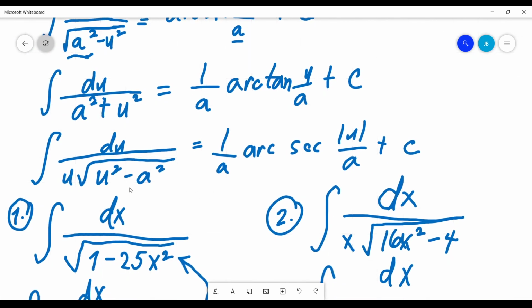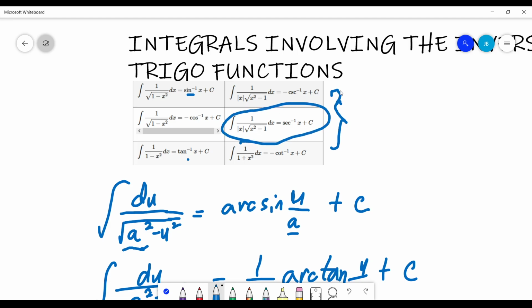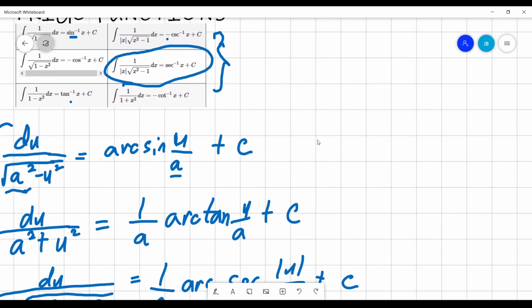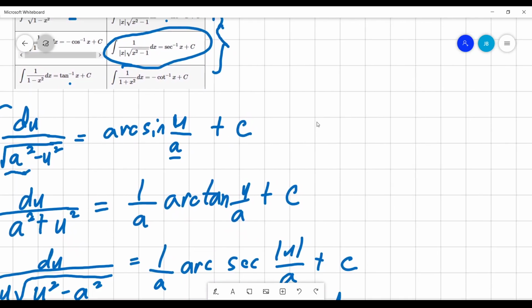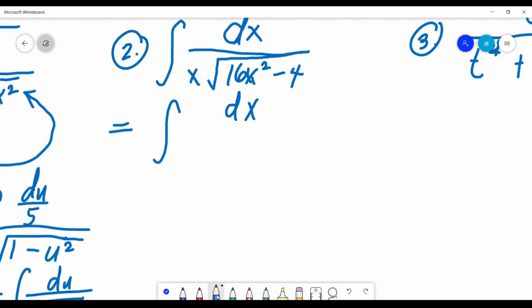So it will look somehow like this, or this, or this one. Actually, these are the same. The difference is that this is negative cosecant and this is secant. So, let's use that one. Our goal is to make the expression x squared minus 1 under the root. So, how do we do that?